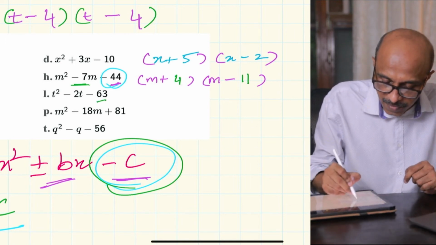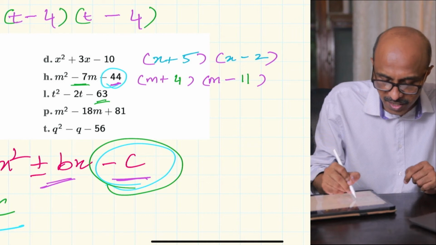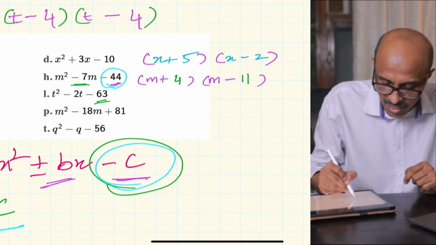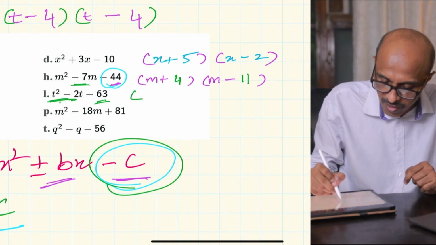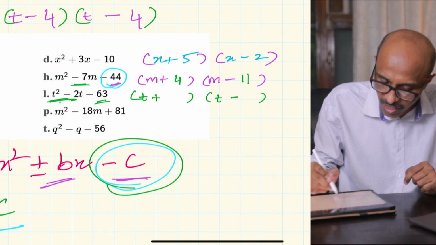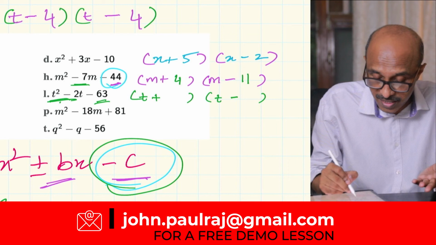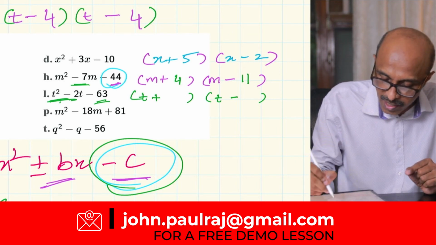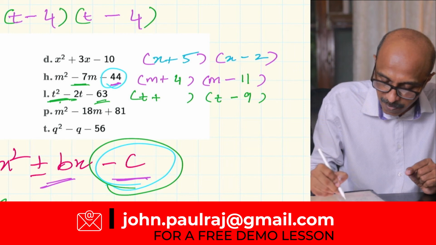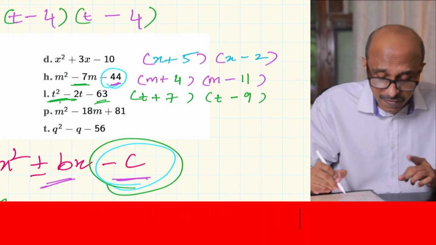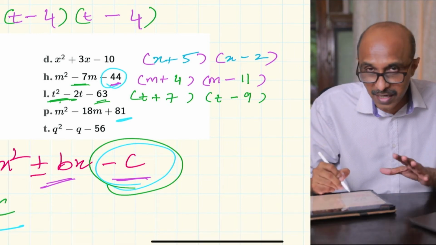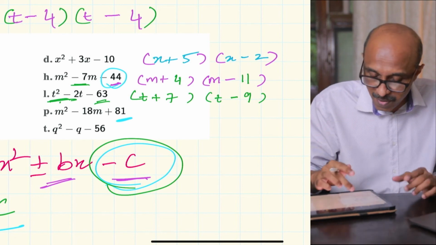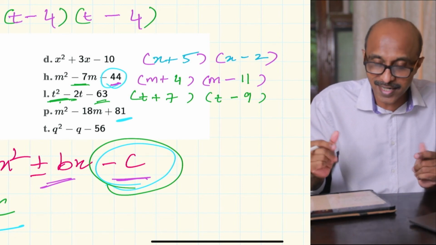So the next one, again, c is negative 63, and that's a quadratic in t. So we can write that as t plus and t minus. 9 and 7 give us 63. But remember the sign is negative. So I need to put a negative 9 here and a positive 7 here. And even if the number seems larger, with enough practice and knowing your multiplication tables, you can do these questions in less than 10 seconds.